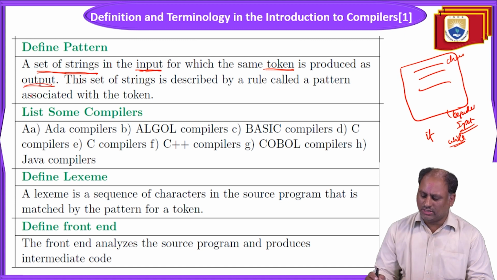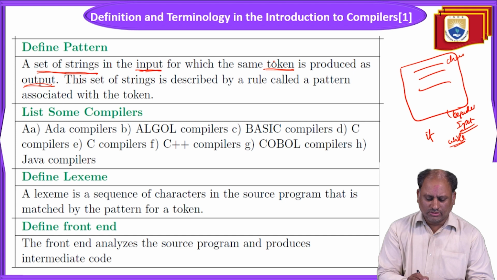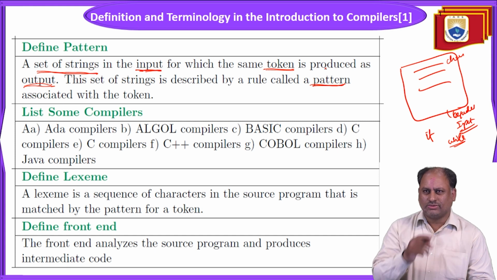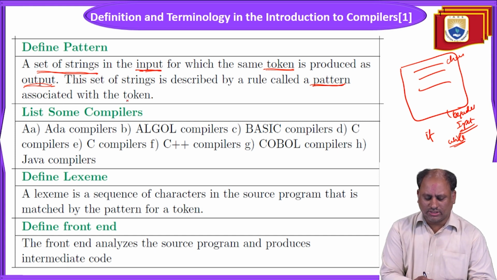That means individual units are processed one at a time. Whenever white space is identified, the process stops and it recognizes one keyword. That is considered as one token. This set of strings is described by some pattern mechanism, and it is identified with that. That is why every token is associated with one pattern.